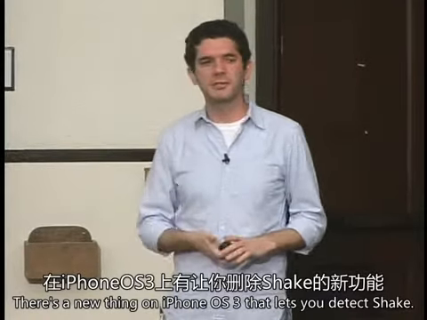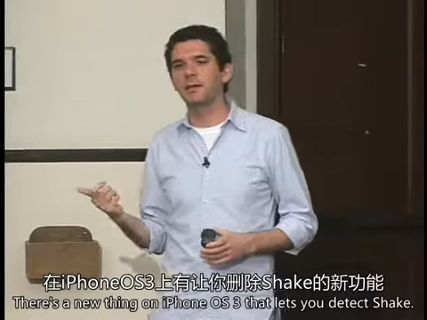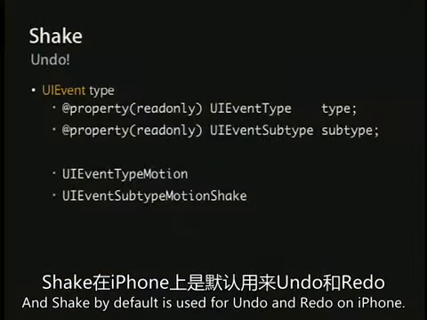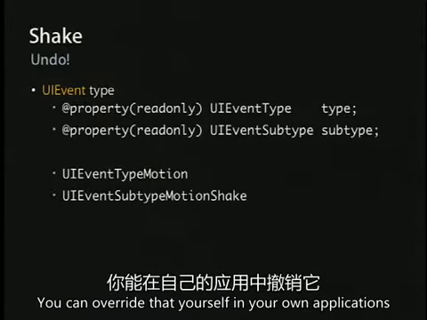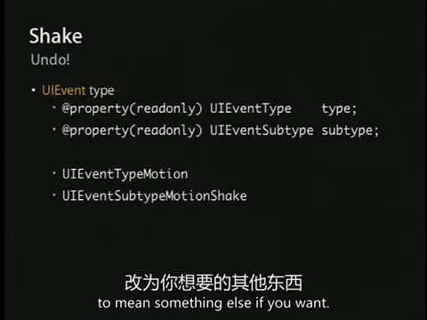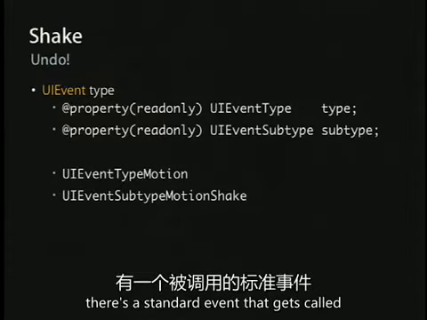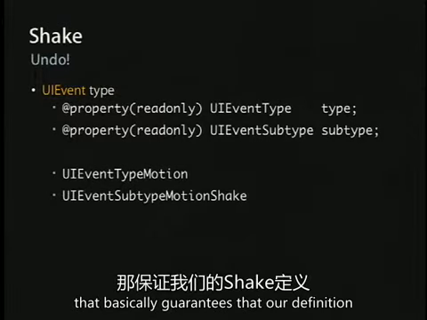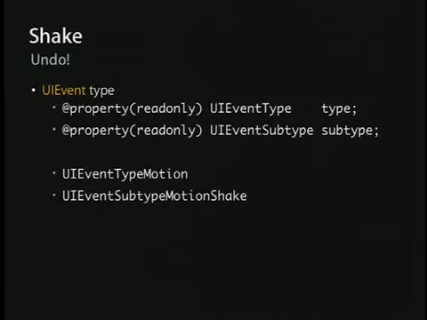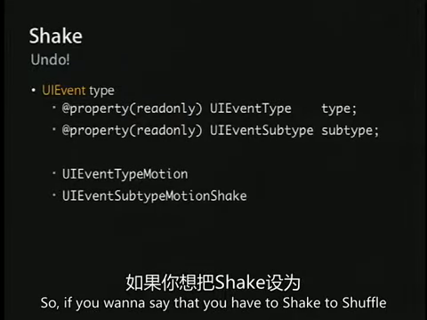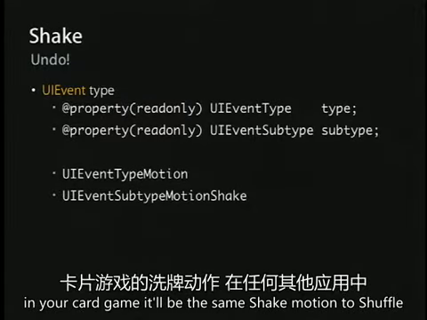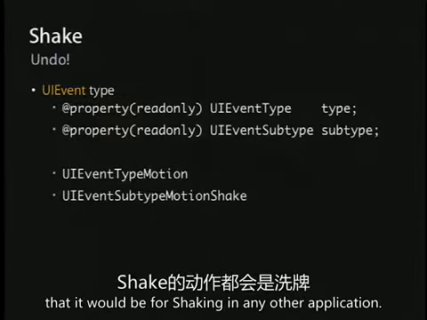There's a new thing in iPhone OS 3 that lets you detect shake. And shake, by default, is used for undo and redo on iPhone. You can override that yourself in your own applications to mean something else if you want. There's a standard event that basically guarantees that our definition of shake is consistent across everyone's app. So if you want to shake to shuffle in your card game, it'll be the same shake motion that it would be for shaking in any other application.